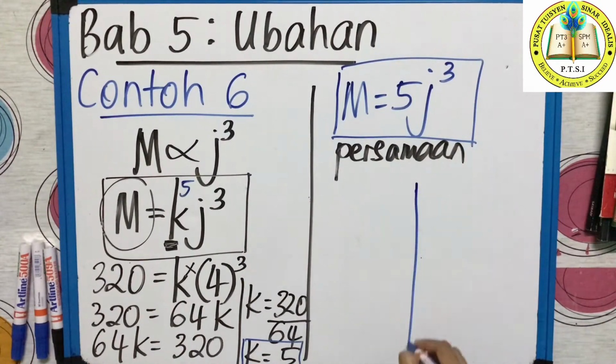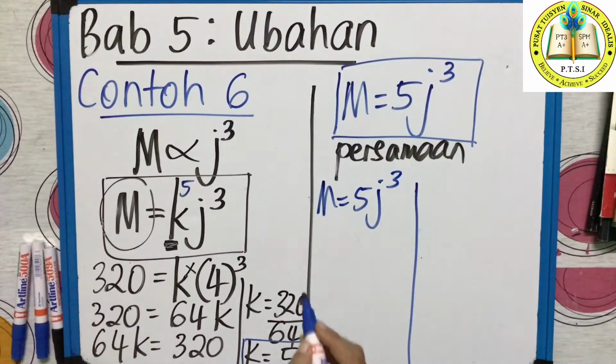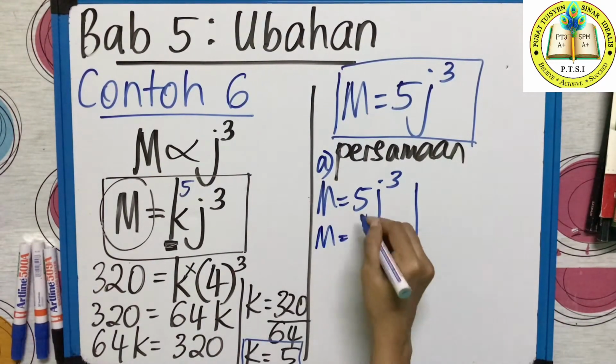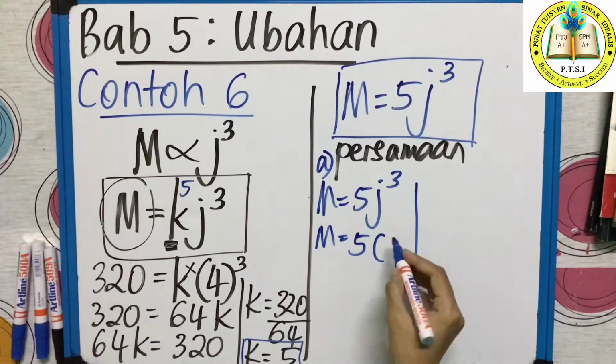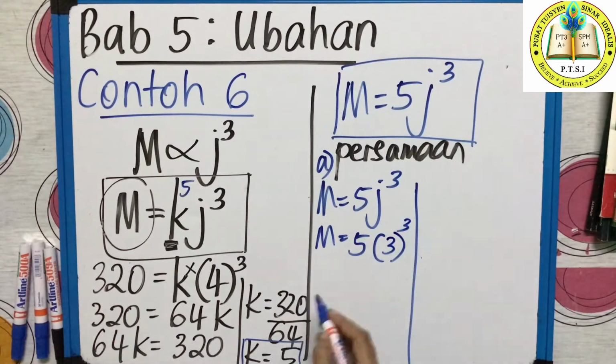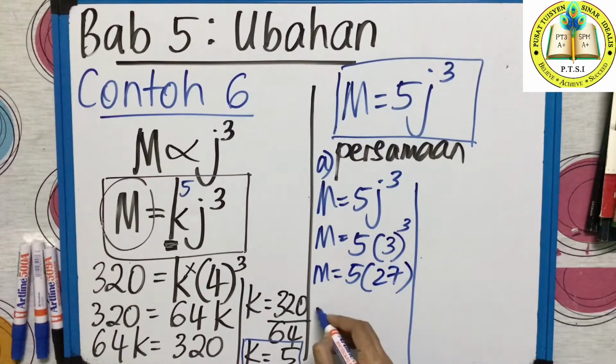So teacher show at this, I divide into 2. M equal 5J kuasa 3. Soalan A, the A question, they say jejari sama dengan 3 cm. So teacher ganti M equal 5, jejari sama dengan 3 cm. So 3 kuasa 3. Now you solve the M. 5, 3 cube you get 27. So M sama dengan 5 kali 27. Kamu dapat 135. Finish. So your answer will be M.